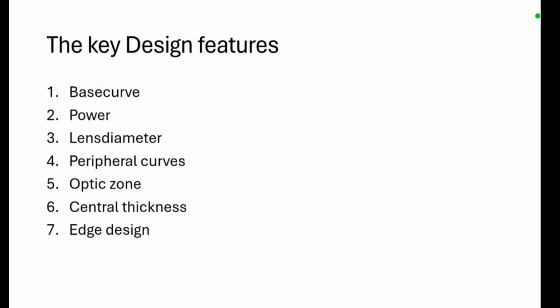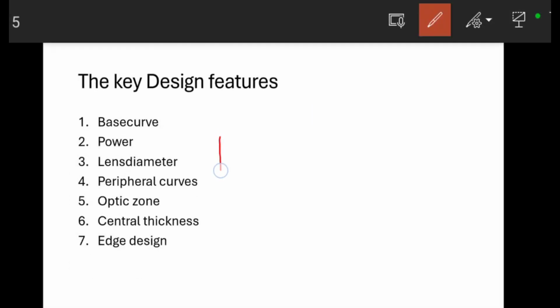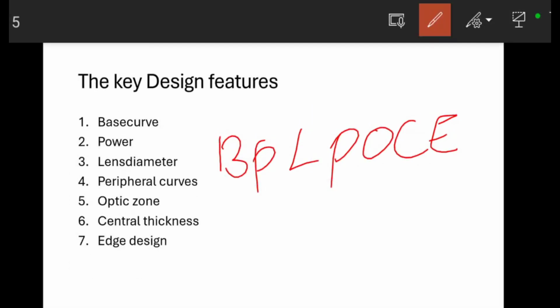Next are the key design features or parameters of the contact lens. It is very, very important. First is base curve, next power, next lens diameter, peripheral curves, optic zone, central thickness, and edge design. It can be remembered by BPL POCE. It is very, very important.